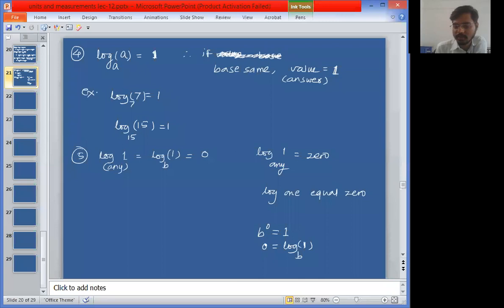So index is equal to log of answer to the base b. This is index, this is base, this is answer. So index is equal to log of answer to the base.